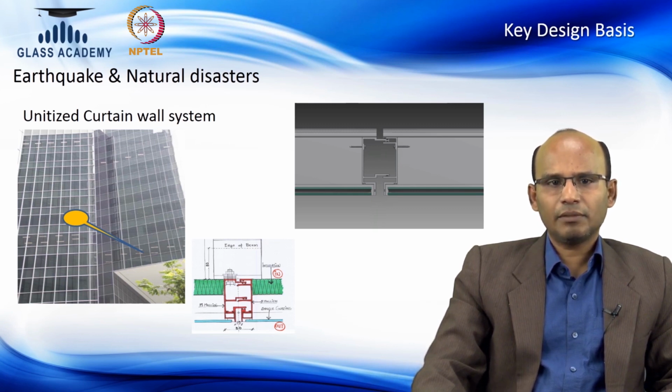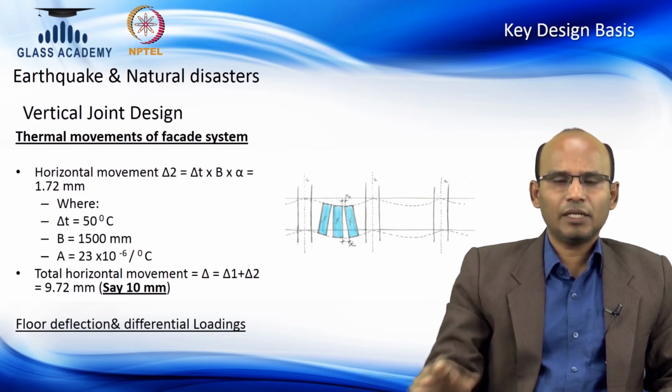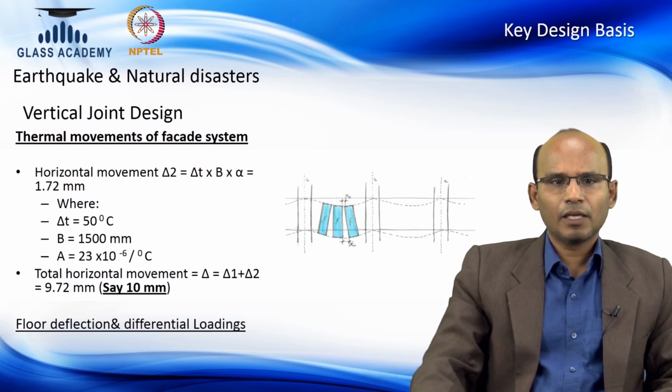The joints are needed mainly for building movement or thermal movement or for various natural conditions. There should be a good joint design so that the joints are not cracking or failing during the service of the building. And there are two ways of doing a joint design, for horizontal joints and vertical joints. Vertical joints are mainly on the floor, horizontal joints on the panel joints.